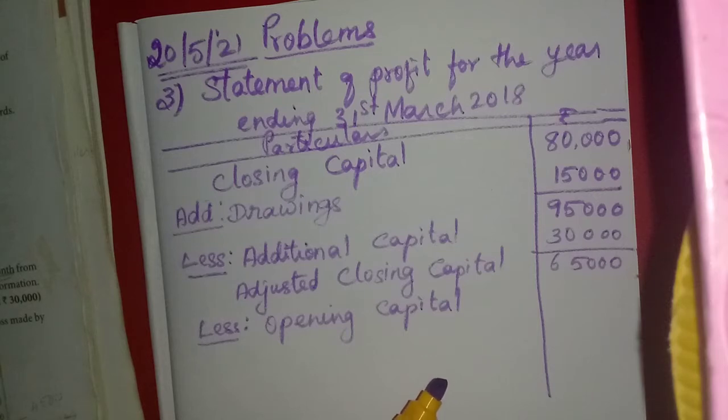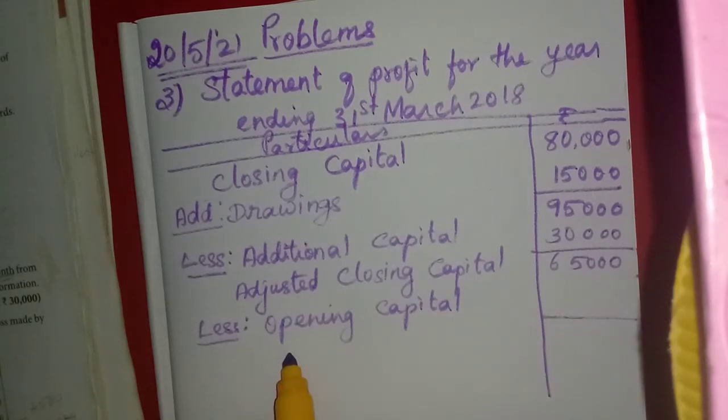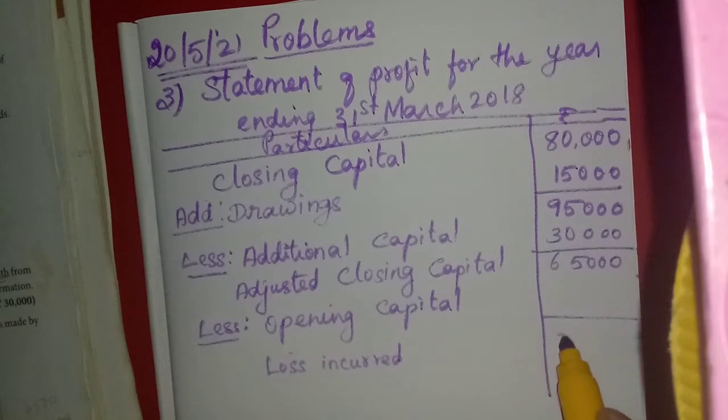That is the question, isn't it? Opening capital we do not know. Then here what is given? Loss incurred during the year. Okay, loss incurred 25,000.